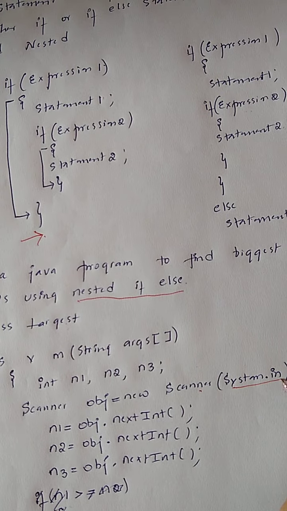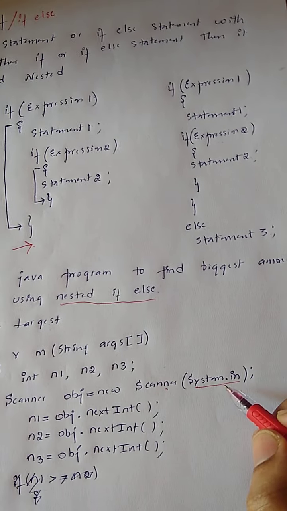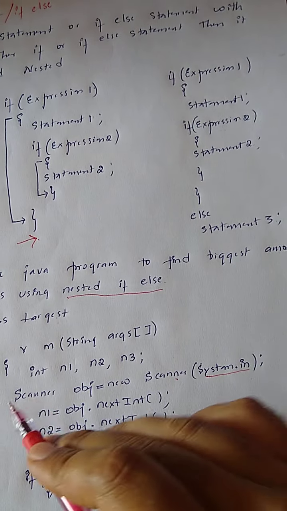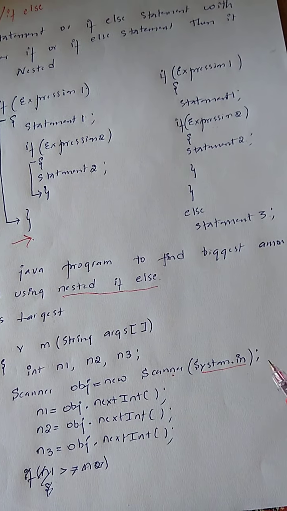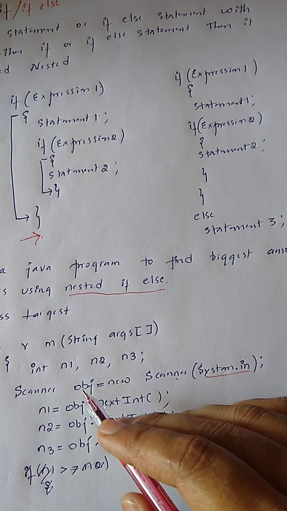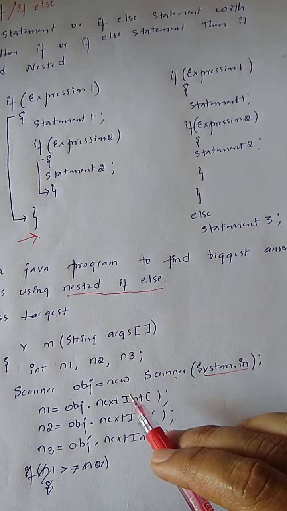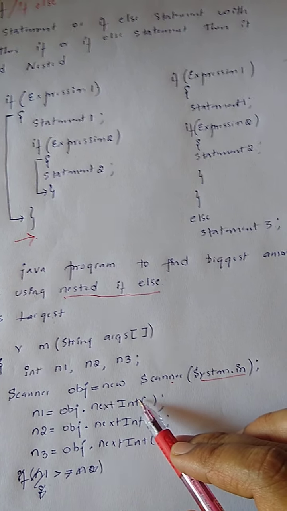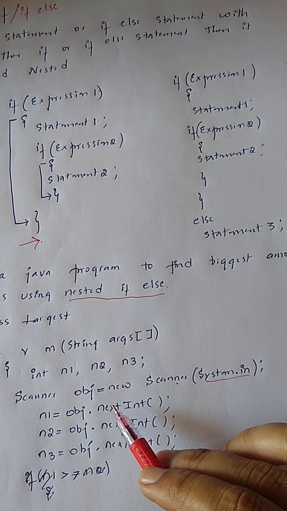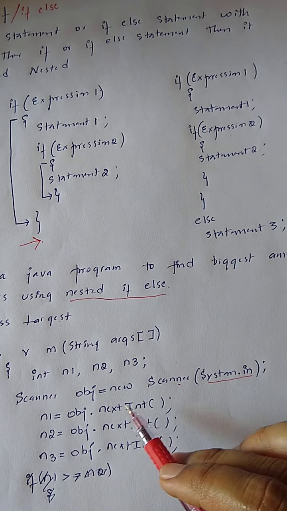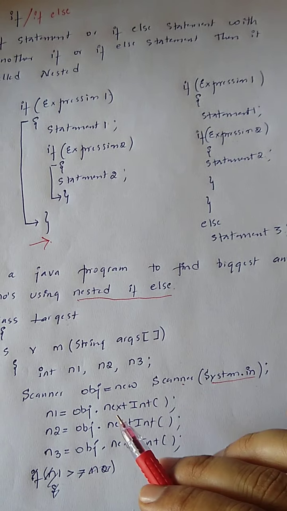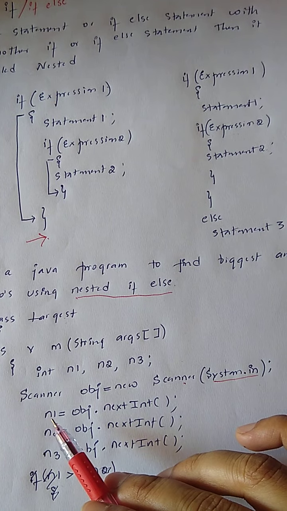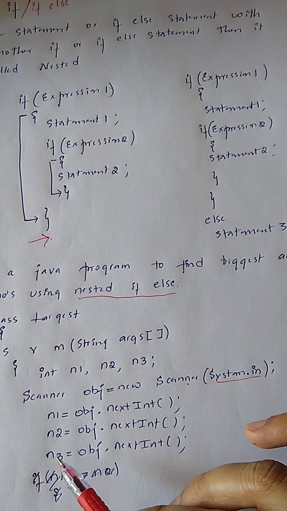Why System.in? Because we are going to read from the system input, that is the keyboard. So we write System.in: class name, object name, new operator, constructor calling. Now the object is created from the Scanner class. In the Scanner class we have many functions like nextInt, nextFloat, nextDouble. If I want to read an integer value, go with nextInt; if you want to read a double value, go with nextDouble. Now I need integer values, so I'm using nextInt, with capital I. I store the first value in n1, and in the same way n2 and n3.